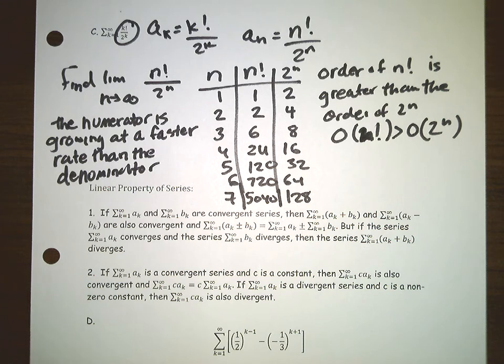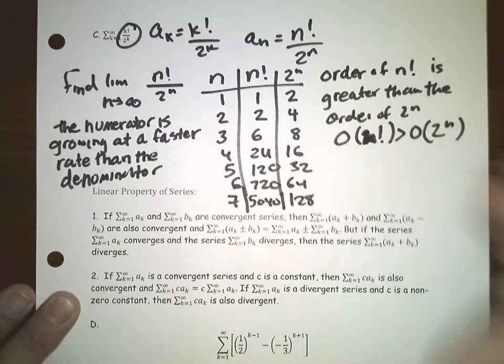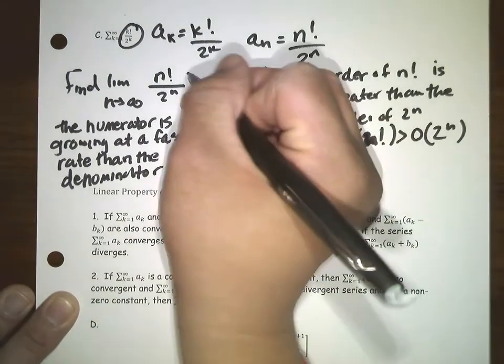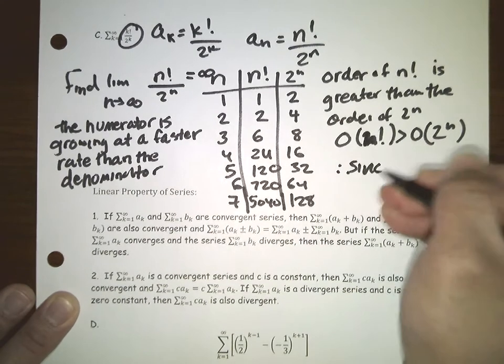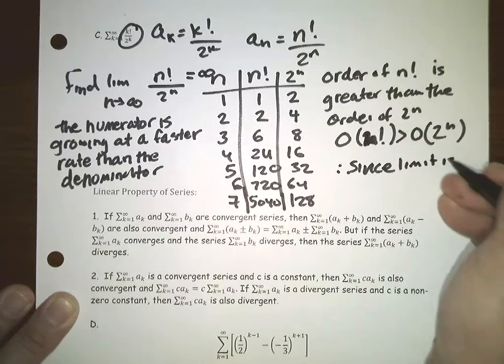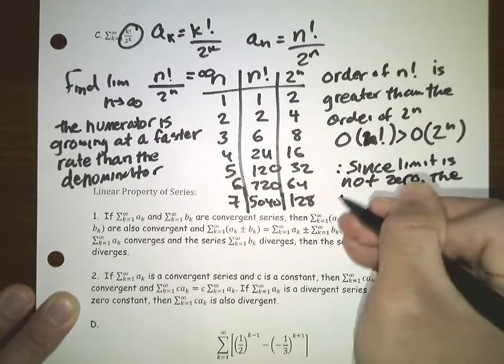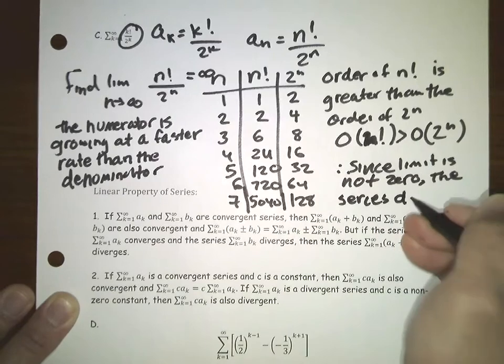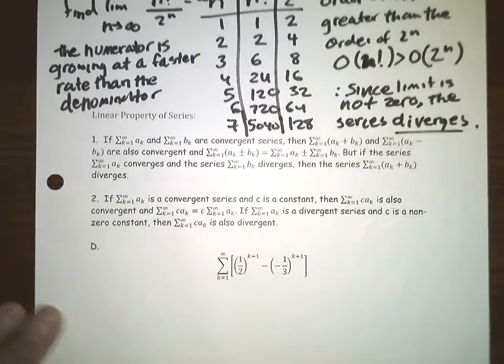So this ends up being infinity, the limit. All right, therefore, since the limit is not 0, the series diverges. What a time to be alive, right?